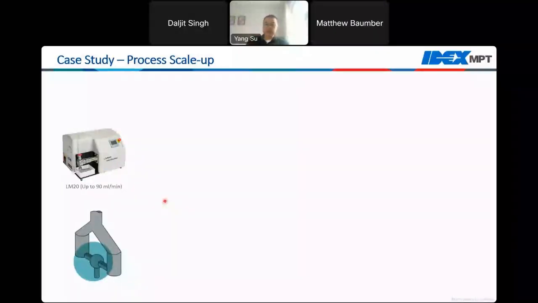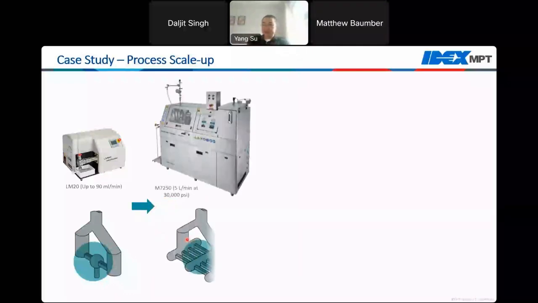And then we're ready to scale this process up. So as I mentioned before, when we scale up, we use the multi-slotted induction chamber design. In this case, we use this chamber on our larger production scale machine, which is a M7250 model. So this machine is capable of delivering up to 5 liters per minute at the maximum pressure of 30,000 psi.